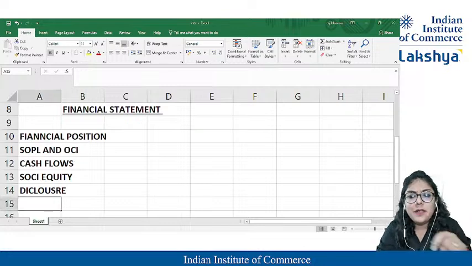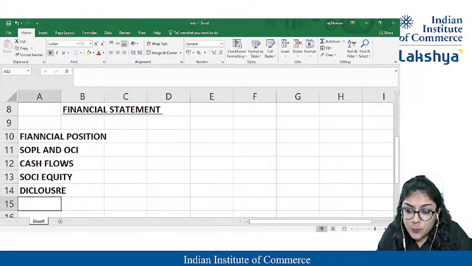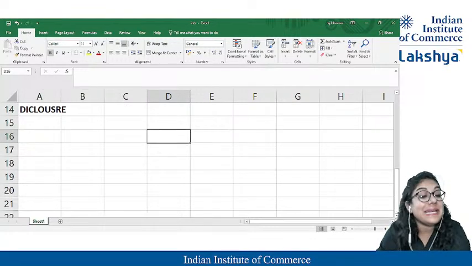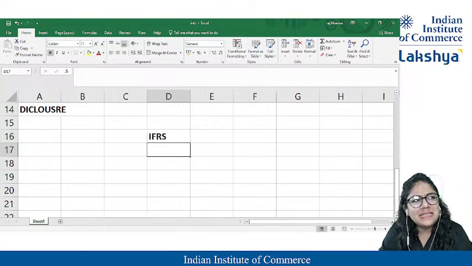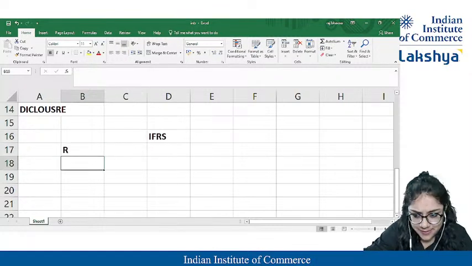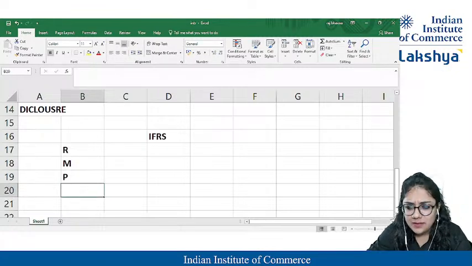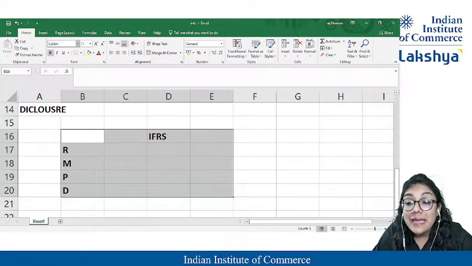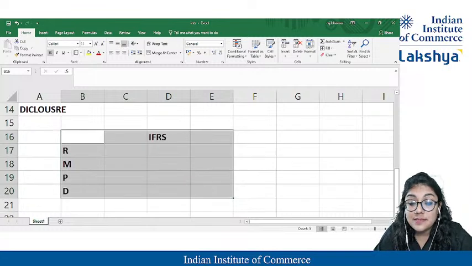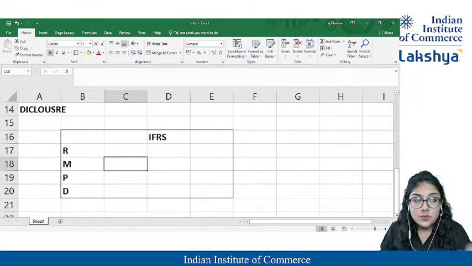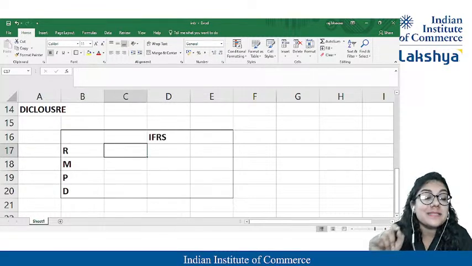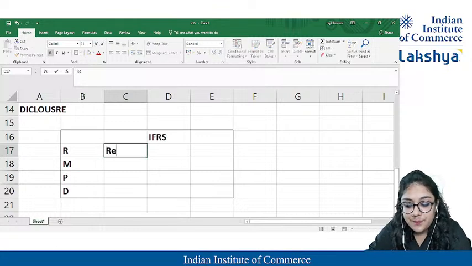When I talk about financial positions and the SOPL, one of the most important things to understand in IFRS is the criteria. So what are the criteria? We normally consider it as RMPD. What is RMPD? Whatever standard we take, we know there are many standards, if I take any of them, we have to figure out the first thing, that is R, the recognition criteria.